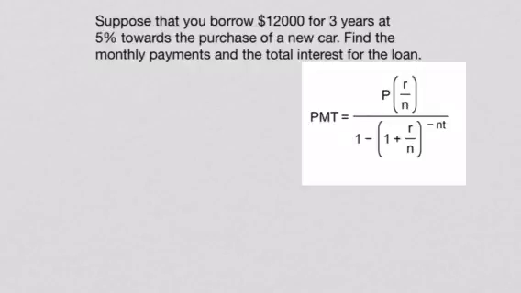Alright, so over on the right we see this formula, and PMT is our regular payment amount. This tells us how much we're going to have to pay monthly for this car. So we need to calculate this PMT. PMT equals P, which is the amount borrowed, so that is 12,000, times my rate, which is 5%, or 0.05, divided by N, which is your number of payments per year. Since we're doing monthly payments, my N is 12.